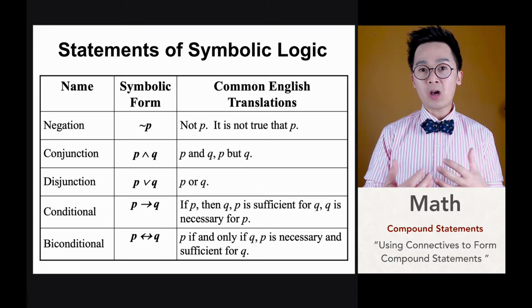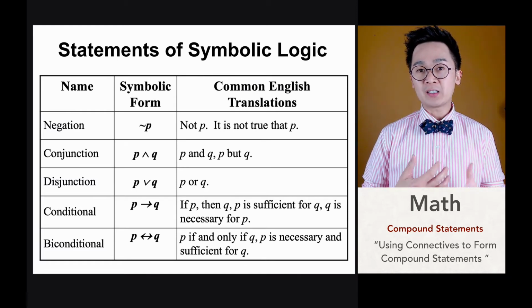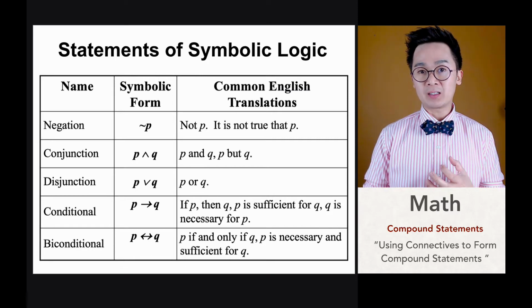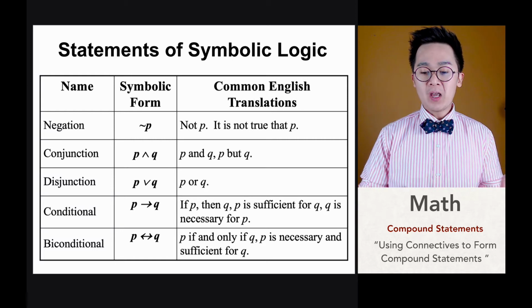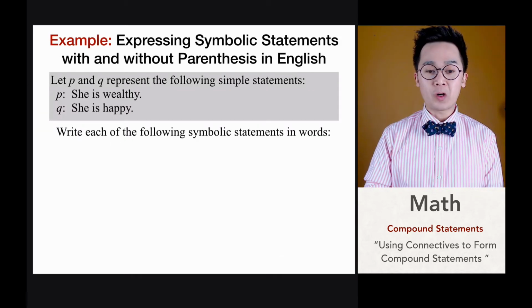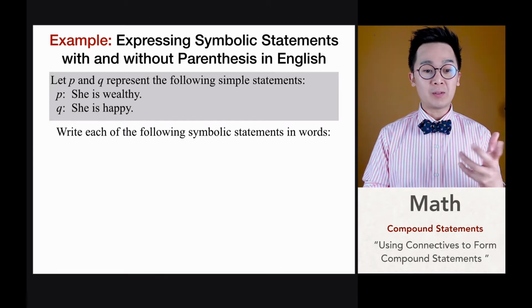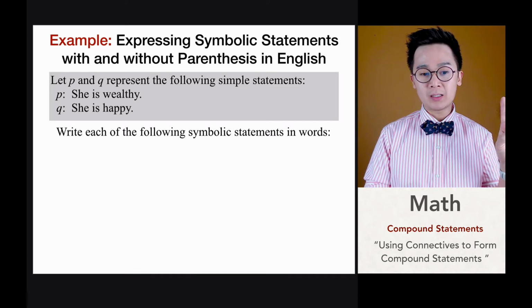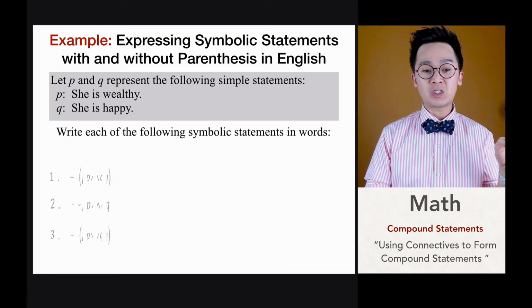So knowing these operations and the symbols associated with these particular operations, it's a lot easier to translate statements from symbol to English form and vice versa. So let's say we have two statements that we need to translate or transform into symbolic form and vice versa. In this particular example, we have two statements: statement P, which is she is wealthy, and Q, she is happy.